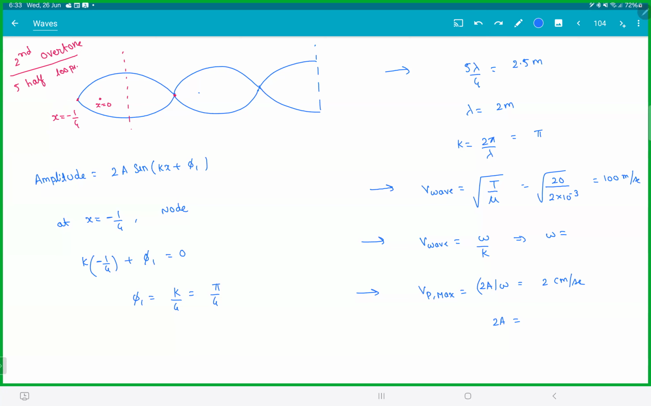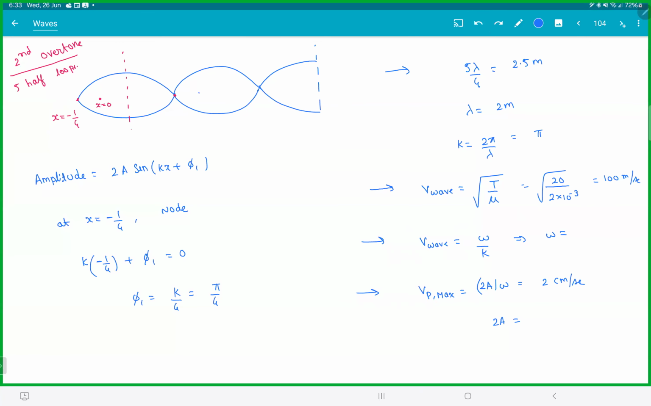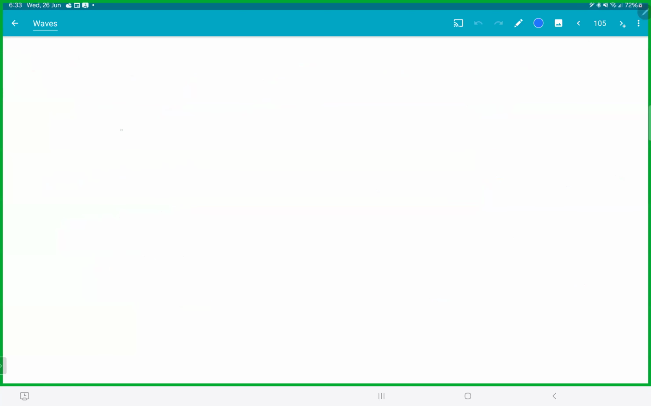Now what do we need to find? We need to find phi 2 also. How do we get phi 2? At t0, your string is at half of the amplitude and coming towards mean. Now there's a problem here. There are two possibilities. When the particle is oscillating here, y is 0, y is equal to plus a, and y is equal to minus a. First possibility is you have gone to the extreme and you're coming this way. You're coming towards mean, half of the amplitude, meaning the phase angle phi 2 can be pi by 6.